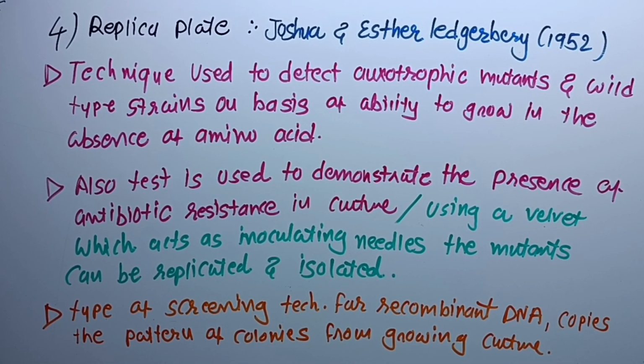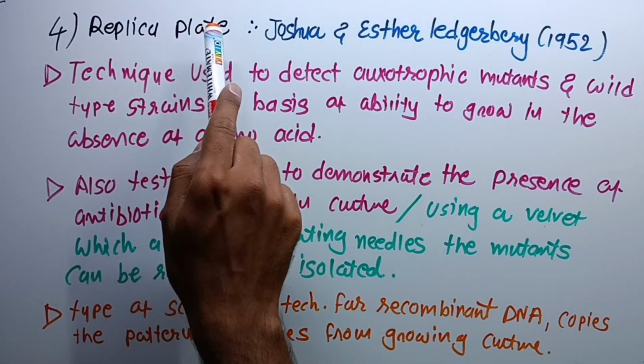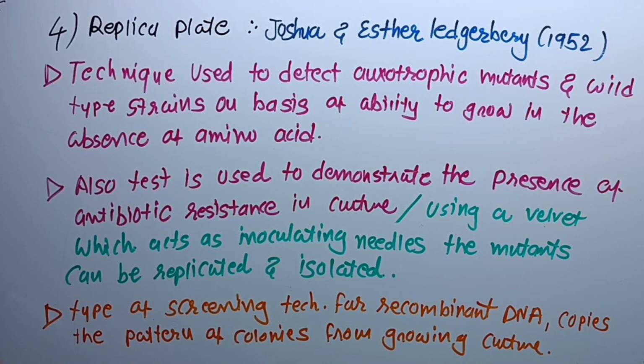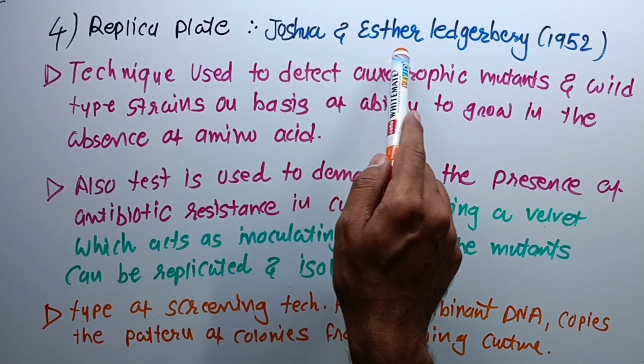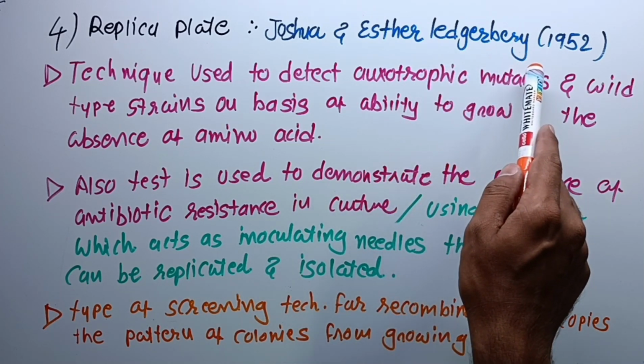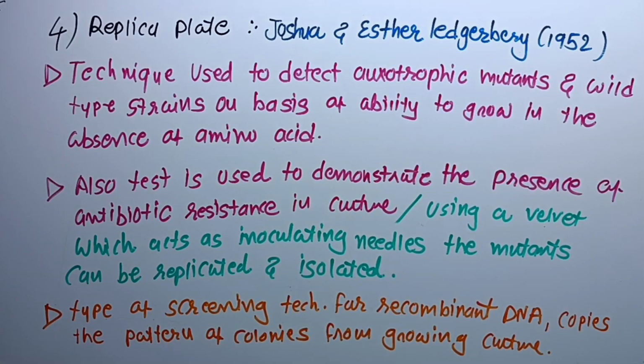Now next, our most important technique, the replica plate technique, developed by Joshua and Esther Lederberg, scientists, in 1952. This technique is used as a screening technique, used for recombinant DNA, which copies the pattern of colonies from a growing culture. So this technique is used for isolating auxotrophic mutants.